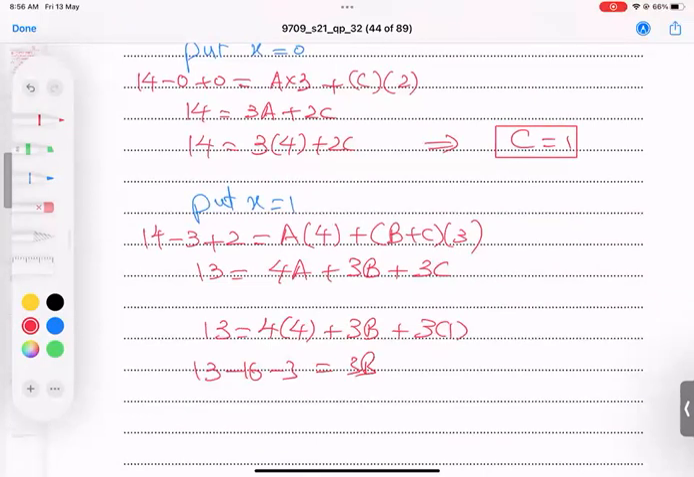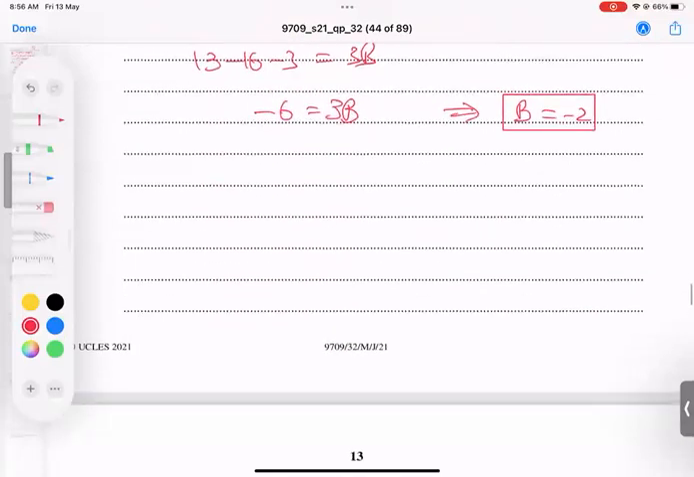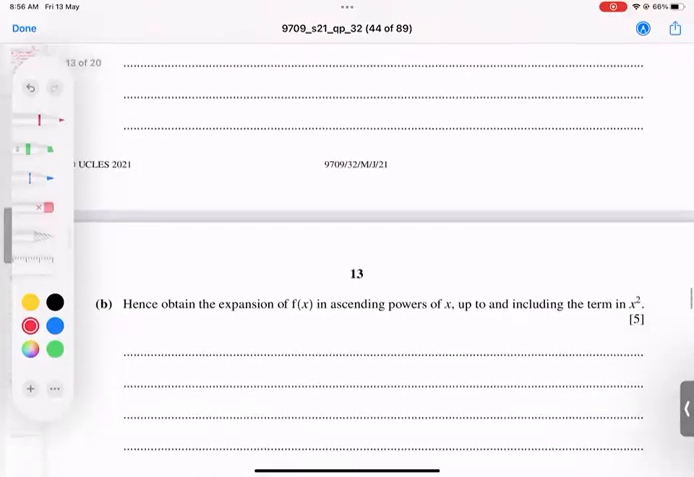So it is very clear. 13 minus 16 minus 3. I get negative 6. And the B value becomes negative 2. Okay. All right. Let's go for the next part.